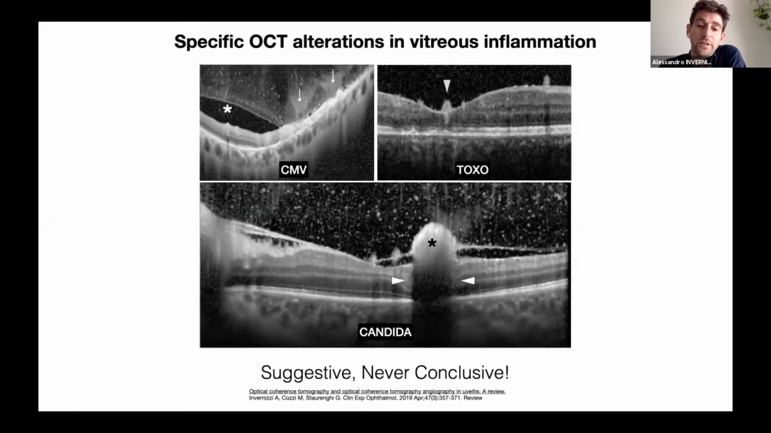Now, of course, in the interest of time, I'm not touching all the clinical entities we can come across, but OCT has specific features in different entities. For example, we've got this increased reflectivity of the vitreous on top of the lesions in CMV retinitis. We have already talked about these deposits in toxo. Candida often has this massive shadowing underneath the lesion sitting on top of the retina.